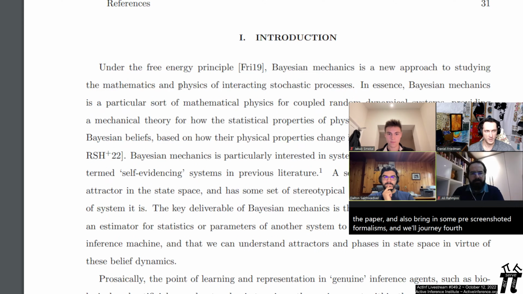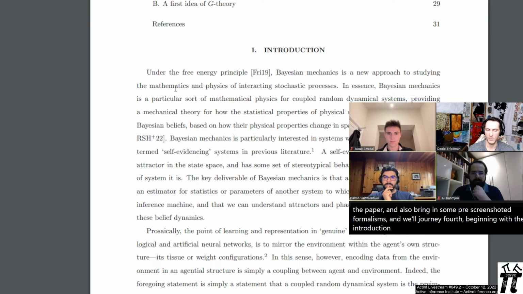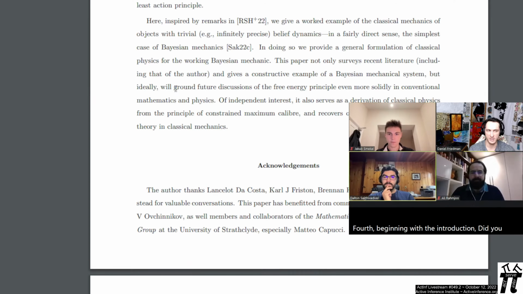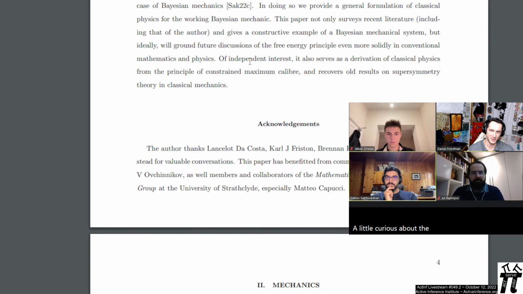So, beginning with the introduction, what did you aim to set up in the introductions? What did you want people to have prepared, or their state when they enter the introduction and leave it? And also, I'm a little curious about the acknowledgements at the end of the first section.